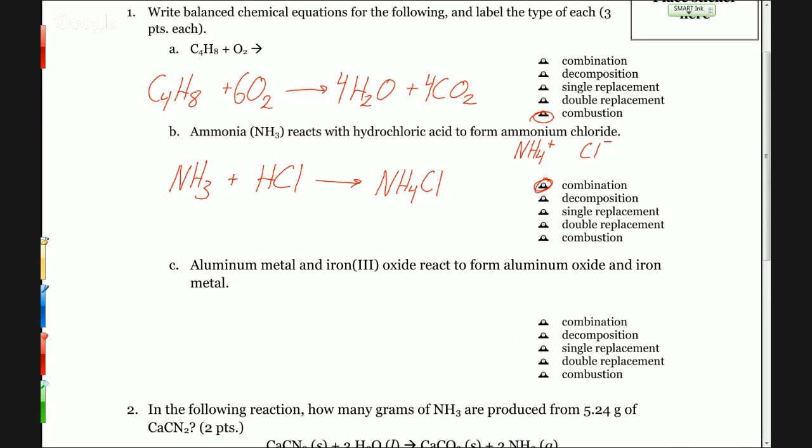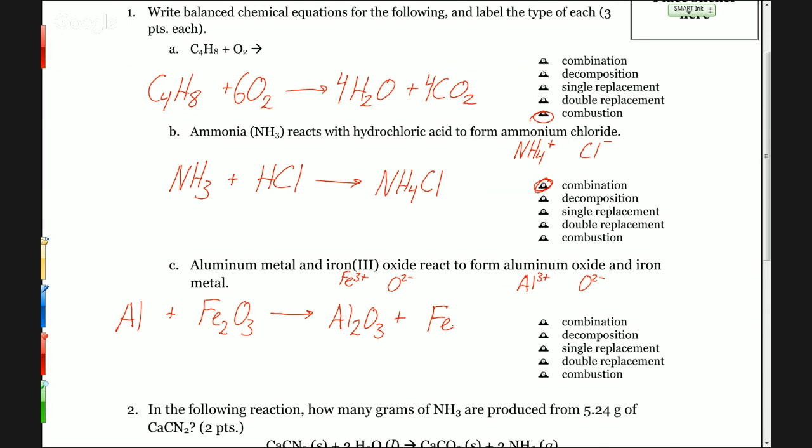And then finally, aluminum metal and iron 3 oxide react to form aluminum oxide and iron metal. So aluminum, if it's just a metal, that means it's by itself. Iron 3 oxide, we've got iron 3, which is iron 3 plus, and oxide, which is O2 minus. So if we want to make a compound from those 2 that has a neutral or 0 overall charge, that's going to look like that. On the other side, aluminum is always a +3 ion, and oxide is always 2 minus. So we've got a similar kind of compound to form there. And then the iron metal, which is just Fe.